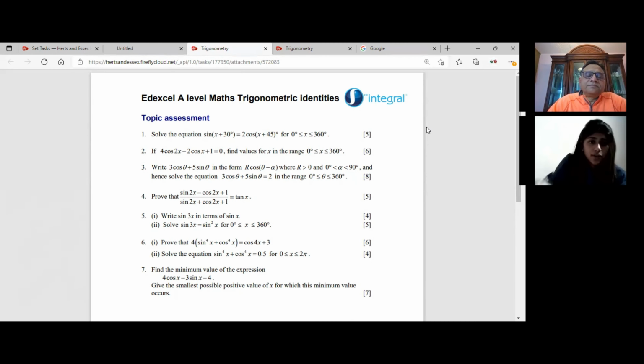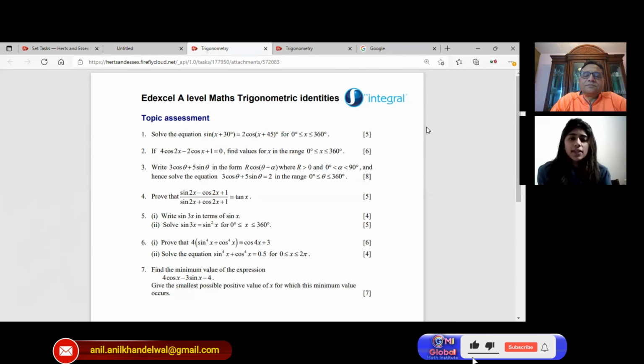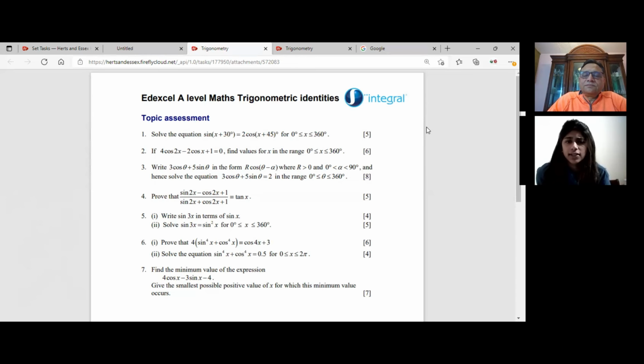Question 3. So this is writing 3 cos theta plus 5 sine theta in the form of r cos theta minus alpha, where r is greater than 0 and alpha is in between 0 degrees and 90 degrees. Hence, solve the equation 3 cos theta plus 5 sine theta equals 2 in the range of theta between 0 and 360 degrees. 8 marks. 2 parts. Yeah.